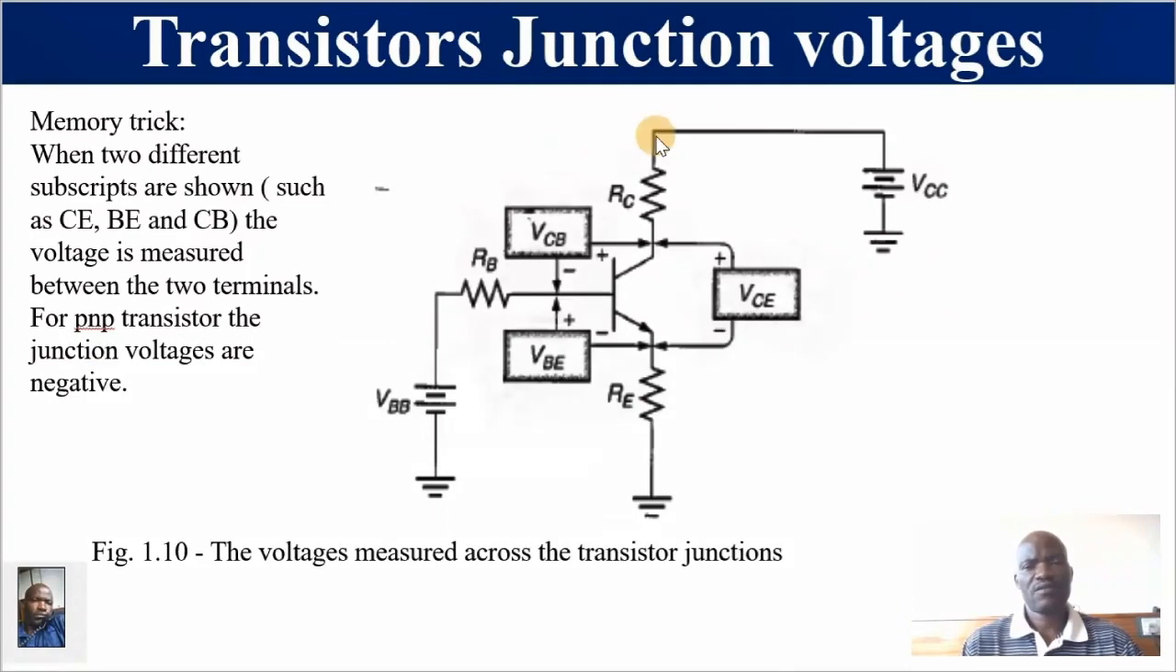Transistor junction voltages. These are voltages measured between two terminals: between collector and emitter, this is the collector, this is the emitter; between the collector and the base; and between base and emitter. This is our base and this is our emitter. Please take note of the polarity there. For a PNP transistor, the polarity will be opposite. So that is it insofar as transistor junction voltages are concerned.